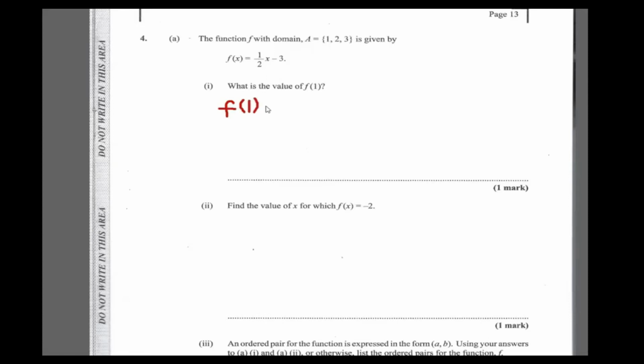Replace x with 1 to get f of 1 is equal to a half times 1 minus 3. A half times 1 minus 3 is a half minus 3, and a half minus 3 is negative 5 over 2. Negative 5 over 2. I'm just going to check that to confirm. A half minus 3, yeah, that's negative 5 over 2. Nice and easy.